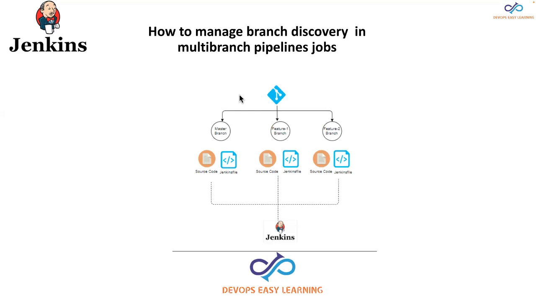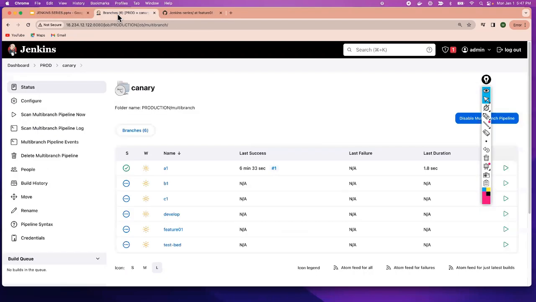Today I'm going to show you how to manage branch discovery in the multi-branch pipeline. What does that mean? Sometimes in our multi-branch pipeline, we don't want Jenkins to discover a specific branch. For example, usually we don't want Jenkins to build on the main branch when there's a change, because the main branch is usually reserved for when a pull request is merged. So usually we want to exclude some branches. I will show you how you can exclude Jenkins from discovering some branches.